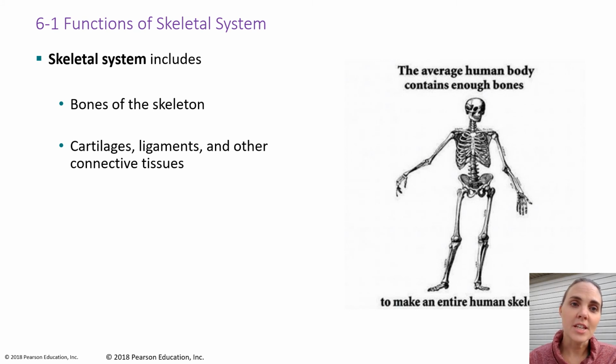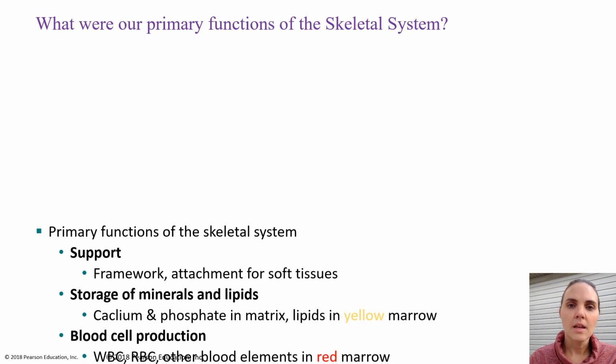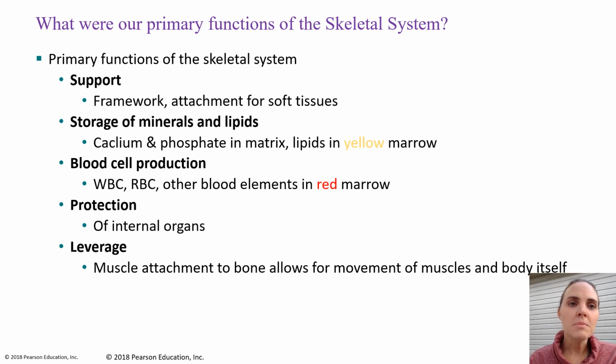So the functions of our skeletal system. Our skeletal system is going to consist of the bones of our skeleton and also the cartilage, ligaments, and other connective tissues that hold it together. So our primary functions are going to be support. The skeleton provides a framework, basically the frame for our whole body, an attachment site for all those soft tissues. It's also a place where we store minerals and lipids. The bone itself is a reserve of minerals.